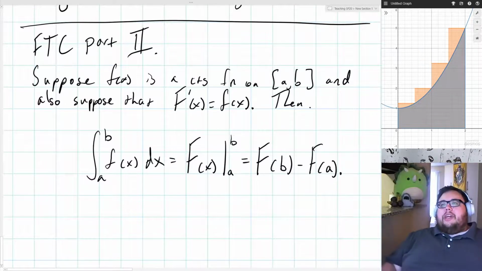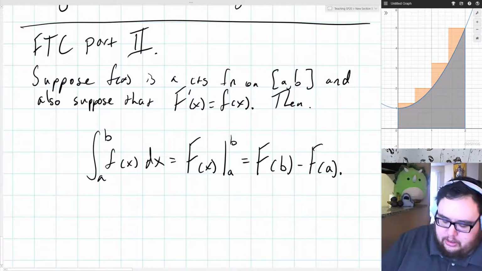In other words, if we know a function whose derivative is our original function, then we can evaluate these integrals without ever having to do anything geometric. We don't need to take rectangles. We don't need to do any of that weird stuff. We just need to be able to find what's called the antiderivative. Okay?